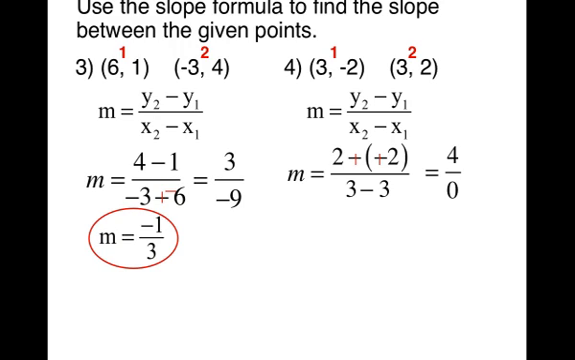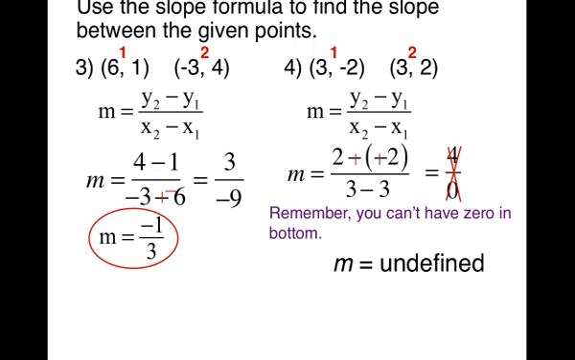Do you see a problem with this? Do you remember what we did from the previous lesson? You can't have 0 on the bottom. It's not allowed. So, our slope here is undefined. It's basically a straight up and down line.